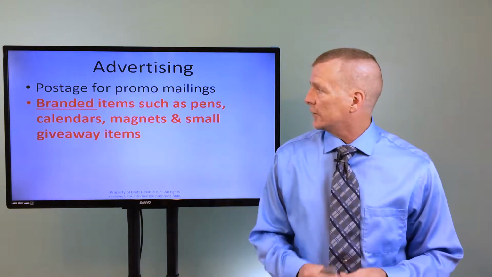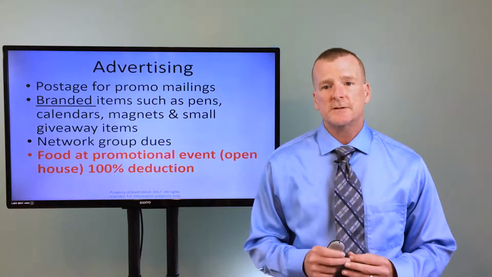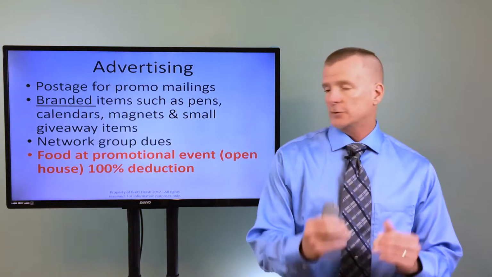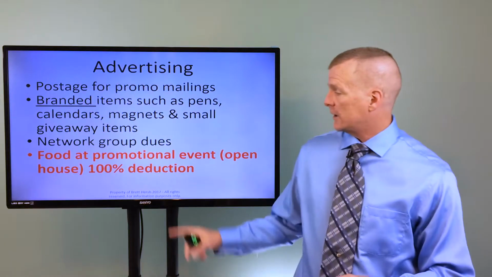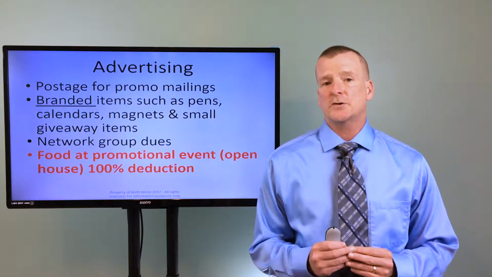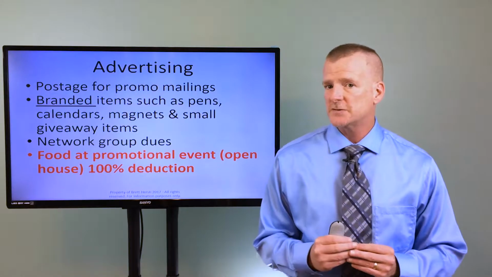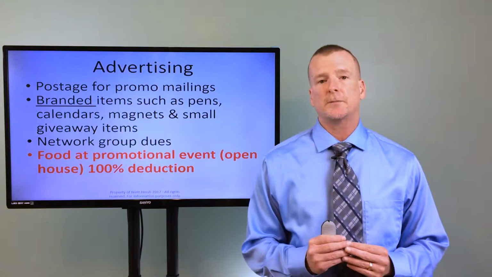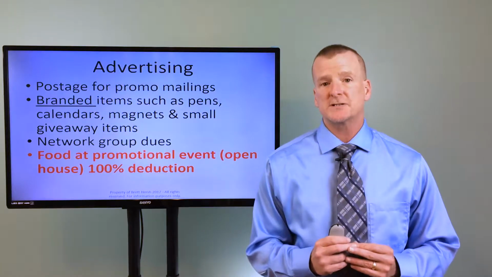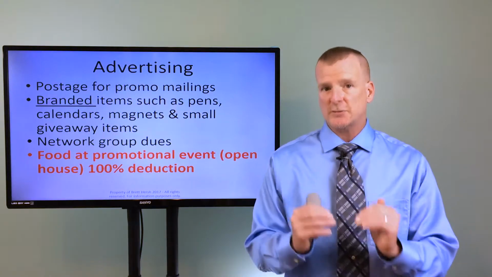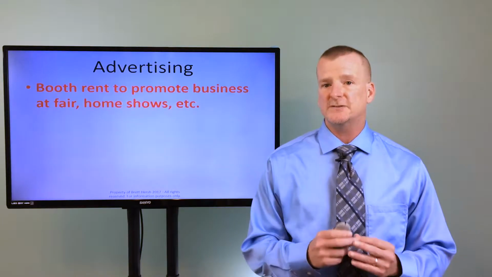Branding items, discussed that already. Network group dues, food at promotional events such as your open house. So if you're having an open house, it's open to the public, it's not just certain people there, that's a 100% deduction. A lot of folks believe, and it's a fact, that meals and entertainment are only limited to a 50% deduction for most of those expenses. However, the food that you purchase for a promotional event, if it's given away to the public who attend that event, such as an open house, is a 100% deduction. So make sure when you have those, you track those expenses and always purchase those items through your separate checking account so you can track them more easily.